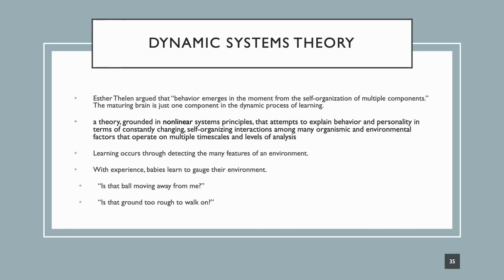Your second theory for this week is the dynamic systems theory. Esther Thelen argued that behavior emerges in the moment from the self-organization of multiple components. The maturing brain is just one component in the dynamic process of learning. It is a theory that's grounded in nonlinear systems principles that attempts to explain behavior and personality in terms of constantly changing, self-organizing interactions among many organismic and environmental factors that operate on multiple timescales and levels of analysis.